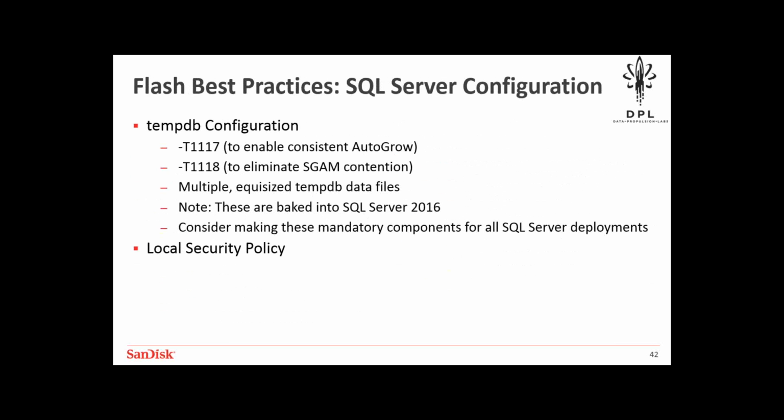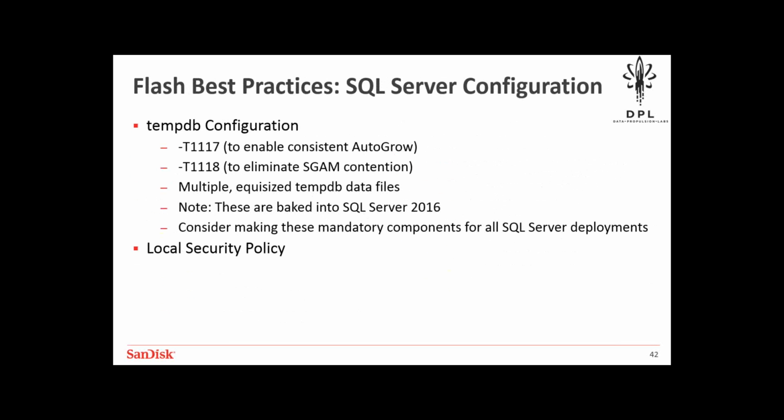So best practices. Some of these we all know and love. Nothing special here. Trace flag 1117, trace flag 1118. Long has been a best practice for tempdb configuration. Multiple equal-sized tempdb data files, long a best practice to minimize latch contention, right? And by the way, these are so fundamental that they're actually baked into 2016. You can't turn off 1117 in 2016. You can't turn off 1118. It's just there, baked right into the product.